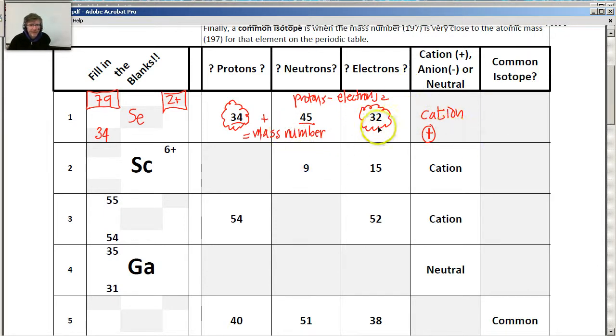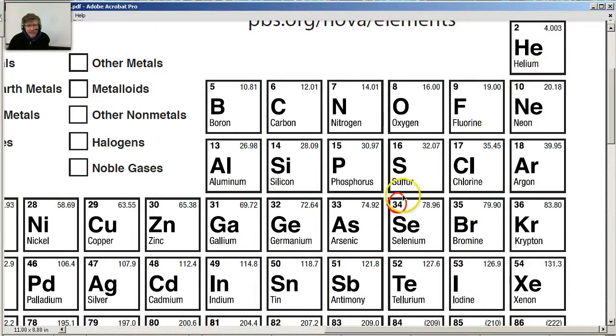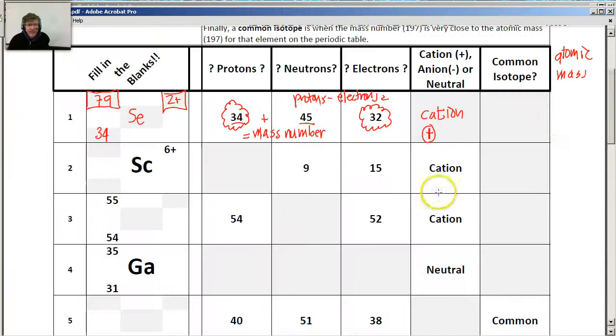All right. Now, is this a common isotope? You know what I like to do? I like to write over here what the atomic mass is for this element. In future versions of this little worksheet, I'll put this column over here so you can fill it out and keep track of it. Anyway, back to the periodic table. Here's selenium. It's the atomic number of protons. Here's the atomic mass, 78.96. Let's write that down over here, 78.96.